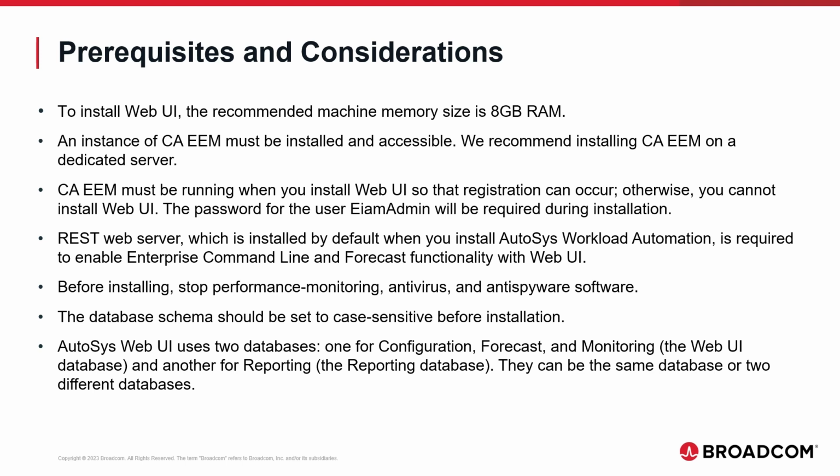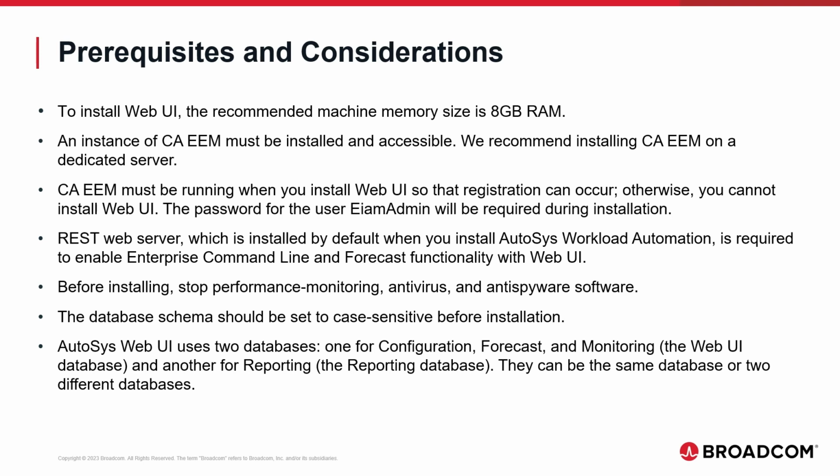Prerequisites and considerations. To install Web UI, the recommended machine memory size is 8 GB RAM. An instance of CAEM must be installed and accessible. We recommend installing CAEM on a dedicated server. CAEM must be running when you install Web UI so that registration can occur. Otherwise, you cannot install Web UI.